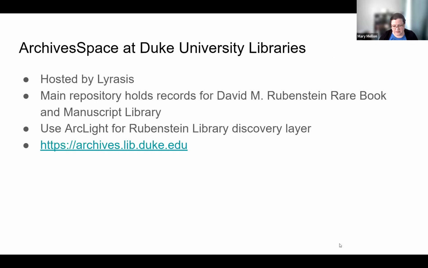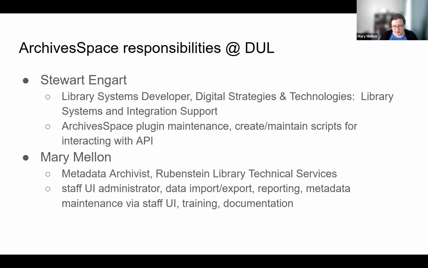So our ArchivesSpace instance is hosted by Lyrasis. Our main repository holds records for the David M. Rubenstein Rare Book and Manuscript Library, and we use Arclight for our discovery layer. Here's some more information about our institutional roles. Suffice it to say, I do a lot of metadata maintenance through the staff interface, and I work with Stewart when we need to do bulk updates through the API.